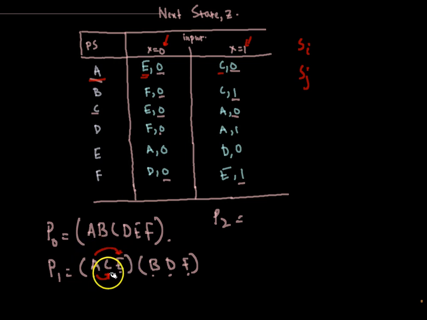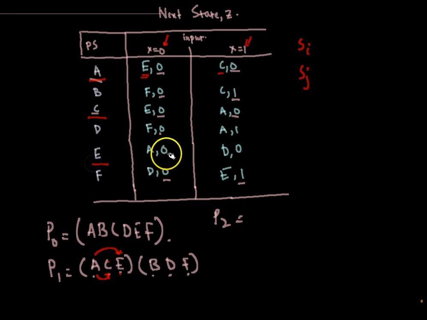Now for C, this also happens. When we are supplying 0 to C, it goes to E, and E belongs to the same set. When we are supplying 1, it goes to A, so A belongs to the same set. But for E, it is different.